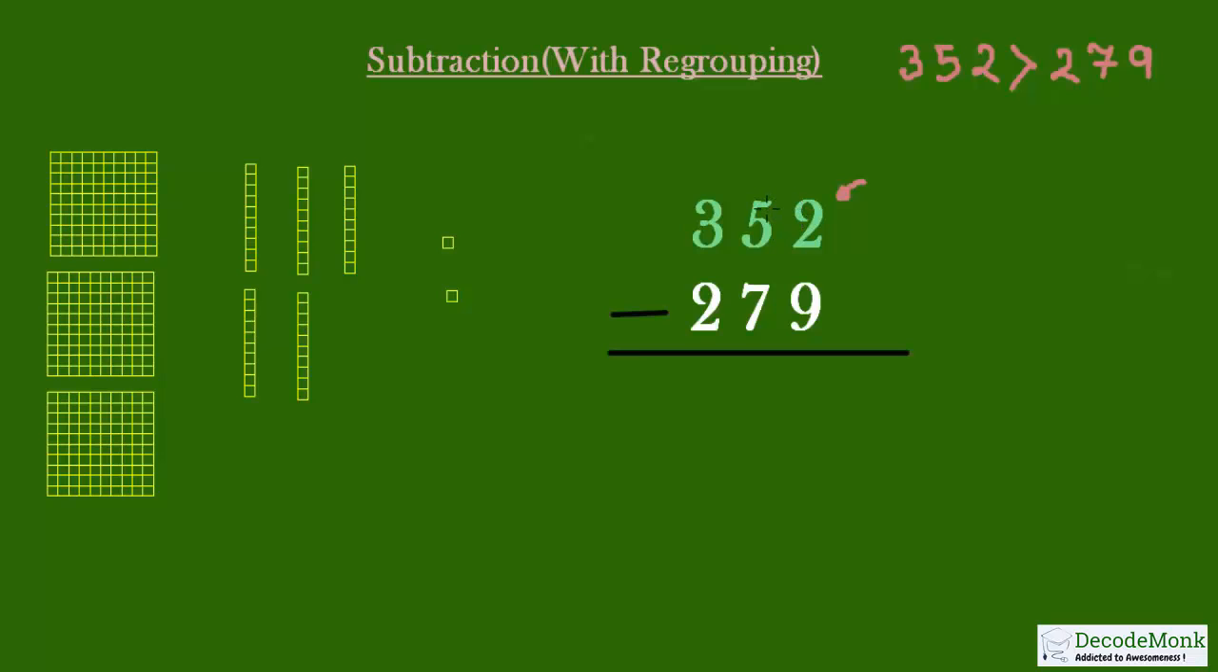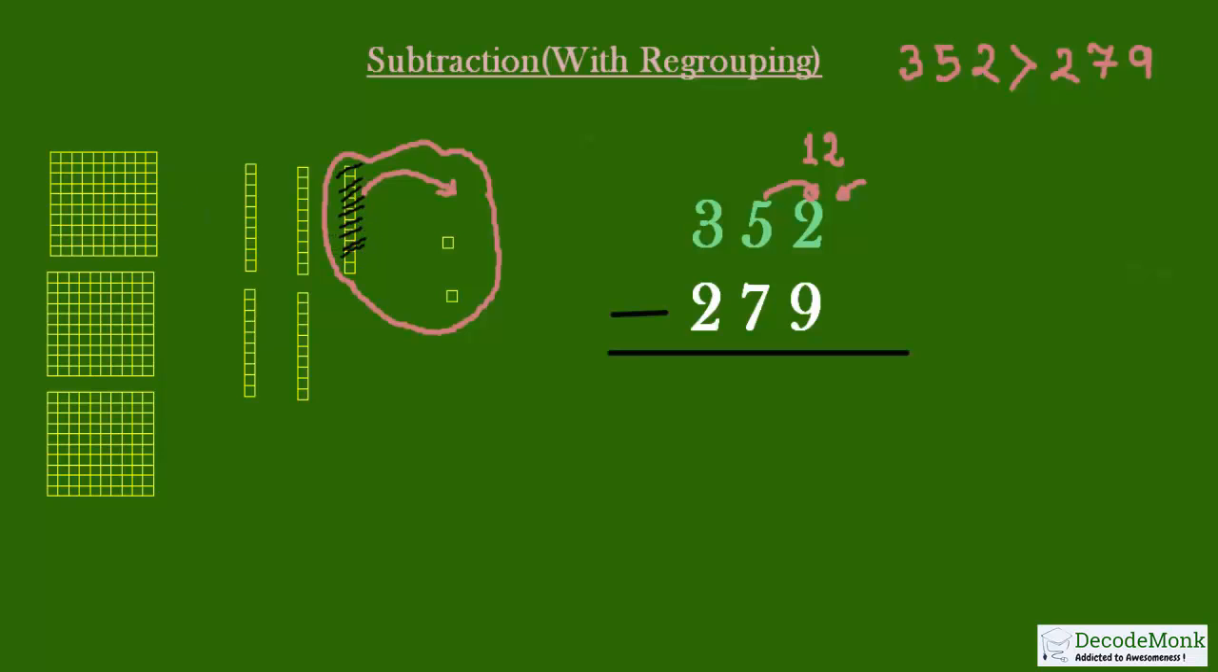So what we need to do? We need to carry 1 ten to the ones place, and therefore this 2 ones will become 1 ten and 2 ones, that is 12. That is to say, I have carried this 10 to the units place, and this is same as saying 12. So out of these 12 we will subtract 9 small bars. So let us do that. 9 small bars. 1, 2, 3, 4, 5, 6, 7, 8, 9.